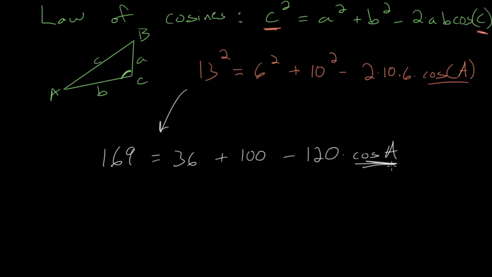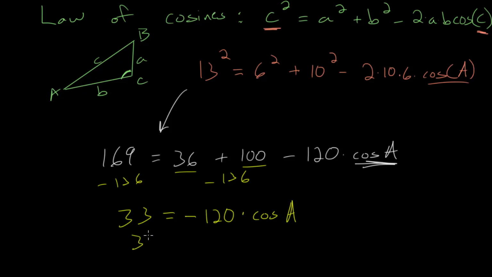And now we will simplify this. Again, we're going to solve for this cosine of the angle A. If we add these together, we get 136. So let's subtract that from each side of the equation, minus 136, and 169 minus 136 is just 33, and this is equal to minus 120 multiplied by the cosine of angle A. We'll divide each side by negative 120, so that we solve for the cosine of A.